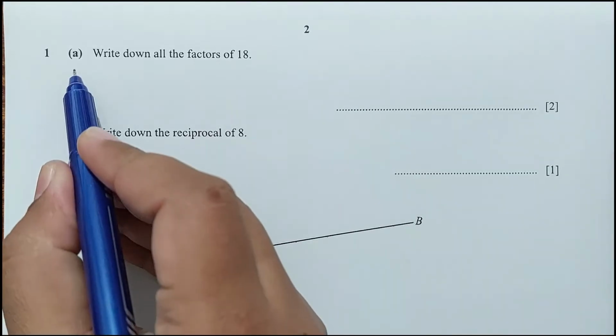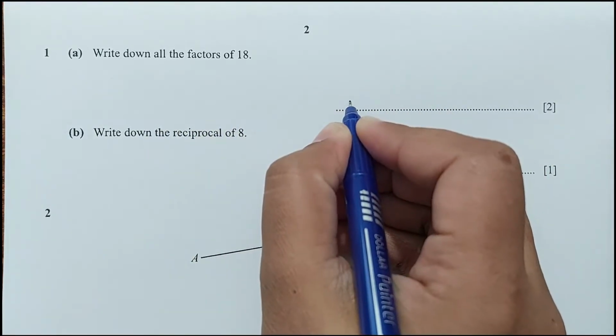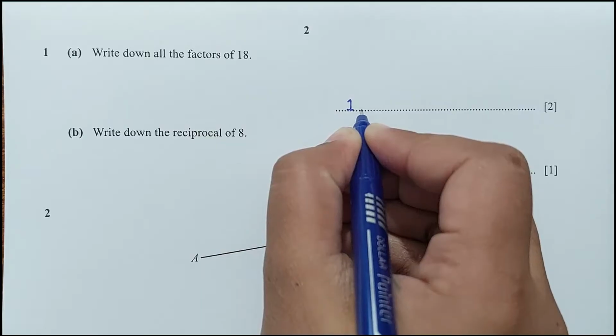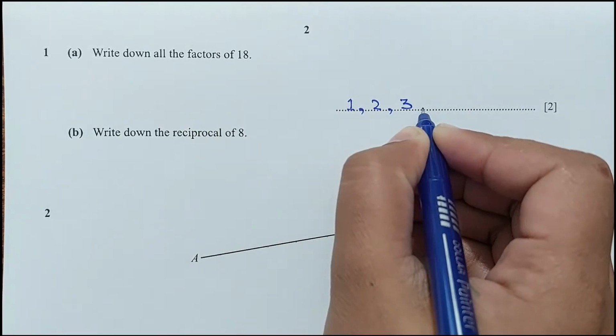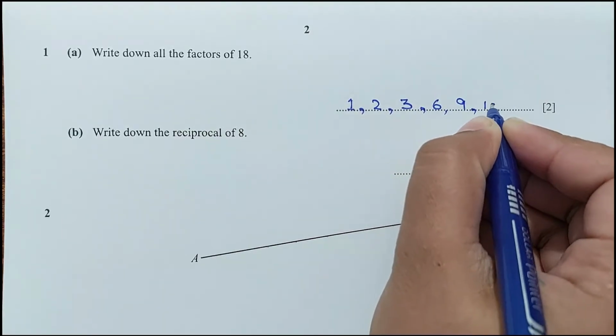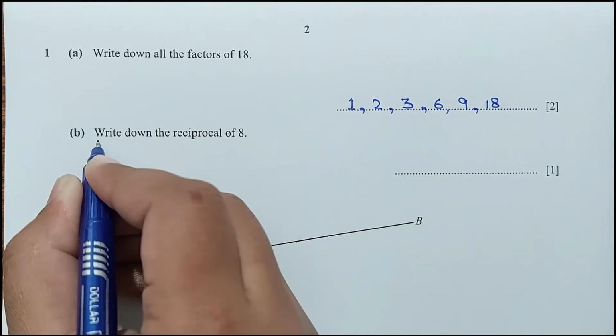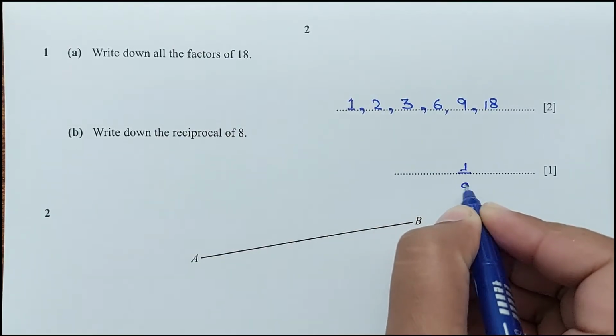Question number 1 part A, write down all factors of 18. So factors of 18: 1 times 18 is 18, 2 times 9 is 18, 3 times 6 is 18, and we have 6, 9 and 18. Now for part B, write down the reciprocal of 8. The reciprocal of 8 is 1 by 8.